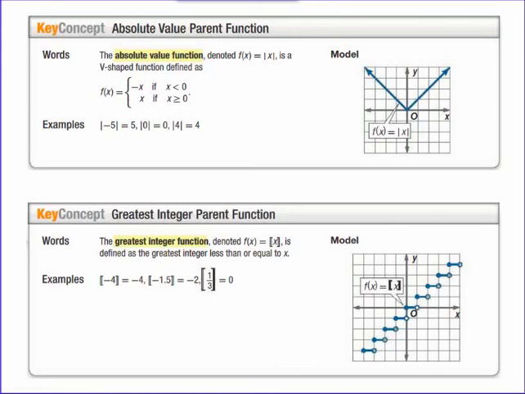So the greatest integer function is called a step function because it looks like stair steps. So real quick, what we're going to do right now is graph that on our graphing calculator. And you're going to see how it looks on your graphing calculator. So go ahead.